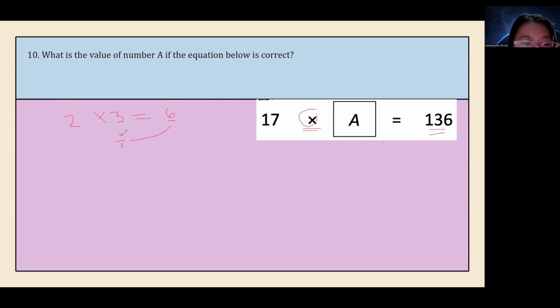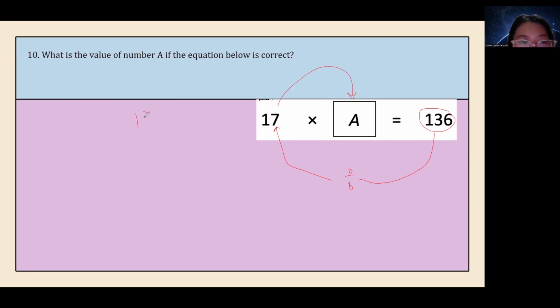If we divide 6 by 2, we would get 3, okay? Or if we divide 6 by 3, we would get 2, okay? So that's why, for multiplication, we could do division to work backwards. So in this case, we divide 136 by 17 to get the value of A.